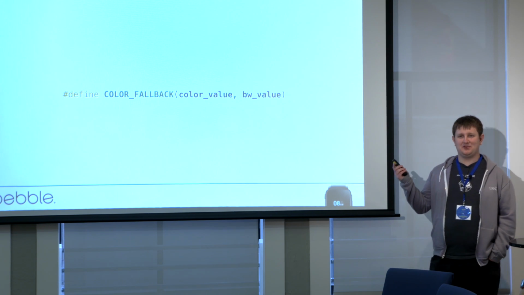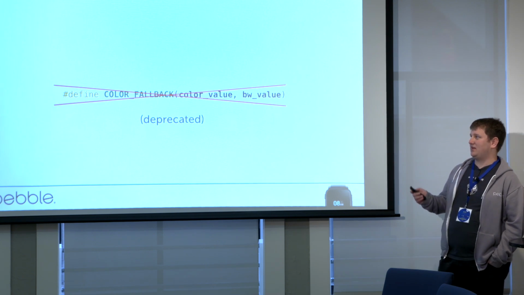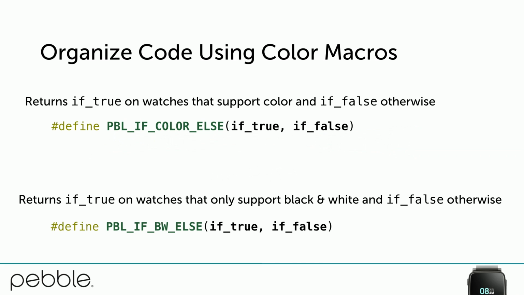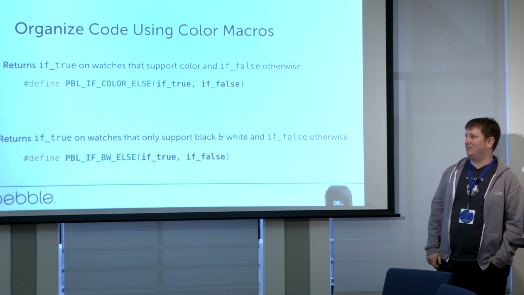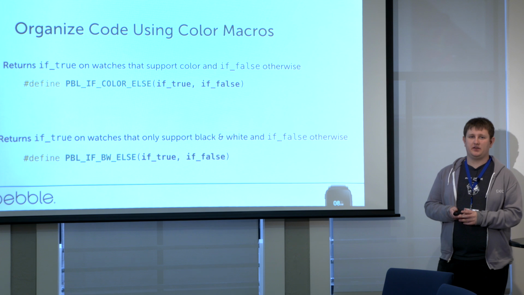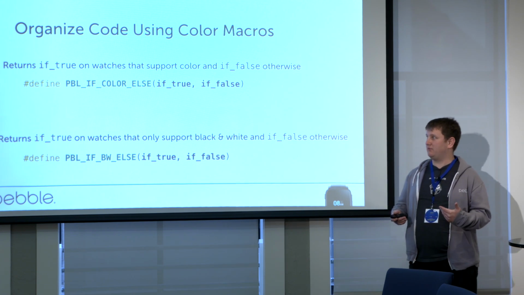But that's not very easy to remember just from the name of the macro. And so with the latest SDK, we've actually deprecated color fallback. Please don't use it anymore. And instead, we've introduced some new macros. There's Pebble if color else and Pebble if BW else. And hopefully these macros make it a little bit more clear what the order of the arguments represent. These are two macros that we hope you'll find useful in organizing the code for your apps to support different levels of color support on different runtime platforms.